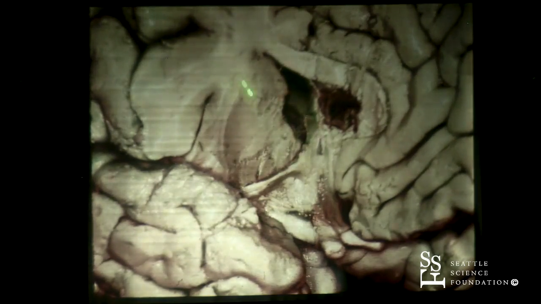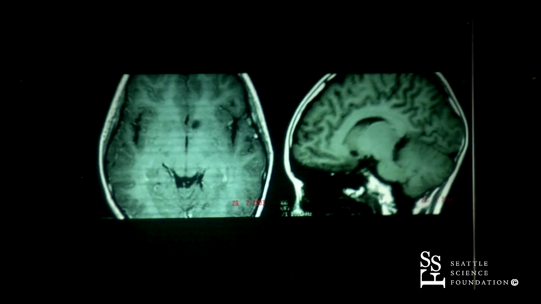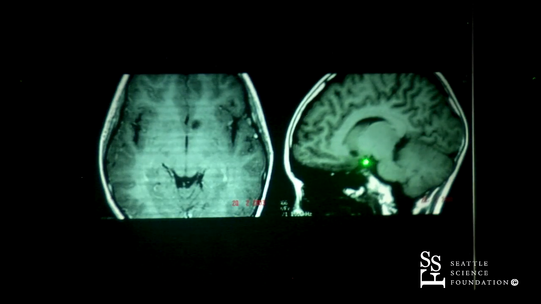So this is the genu of the internal capsule. And this is the area of the globus pallidus. So this anterior commissure is the posterior wall of the ventral striatum that is here. So where is this lesion? This lesion is at the base of the head of the caudate, okay?